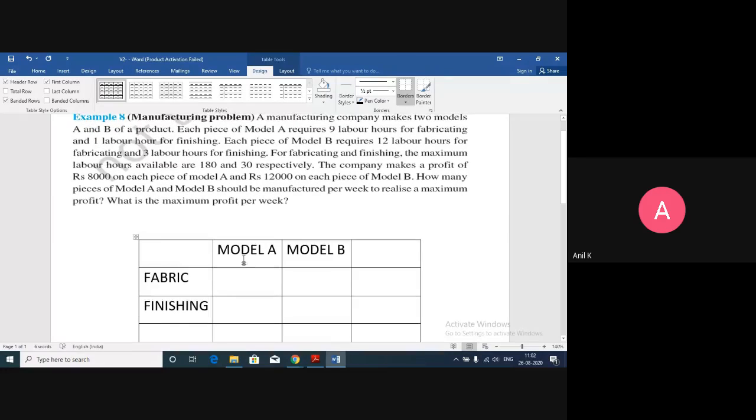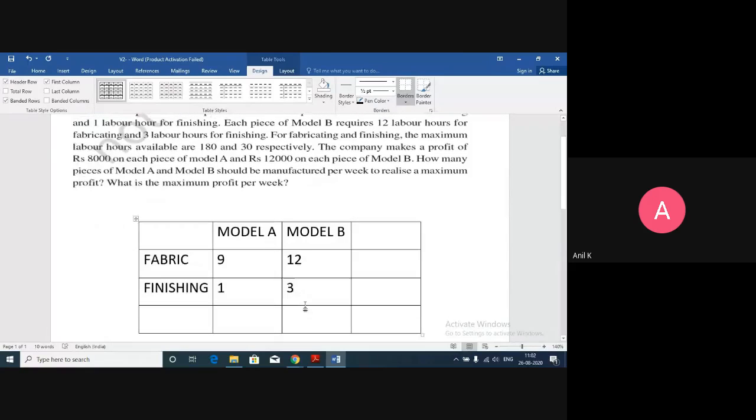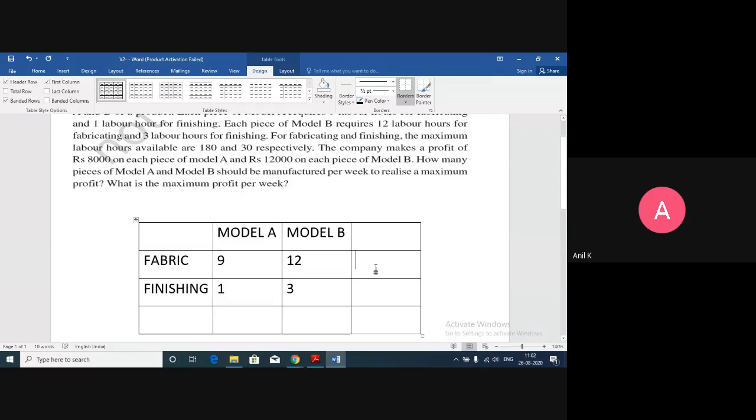Model A will take 9 labor hours for fabricating, so here it is 9. So 9 hours for fabricating and 1 hour for finishing. And model B will take 12 hours for fabricating and 3 hours for finishing. And the total number of hours for fabricating is 180 hours and the total number of hours for finishing is 30 hours.